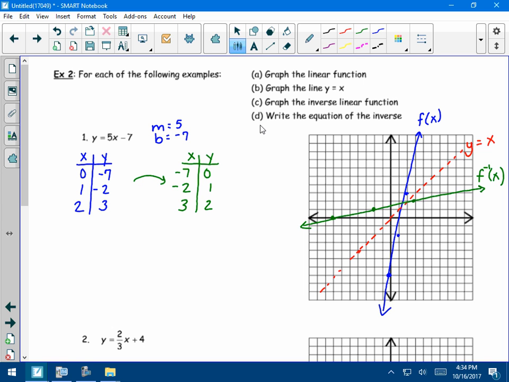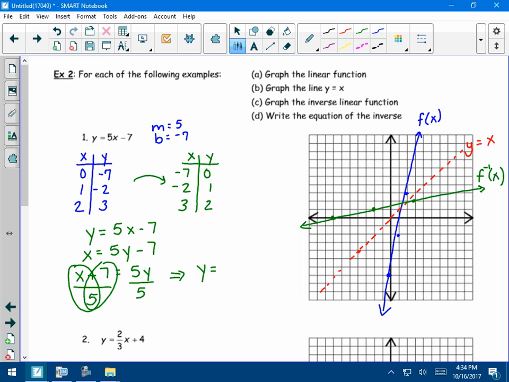Last step is to write an equation for the inverse. So if I'm starting with y equals 5x minus 7, what's my first step? Switch x and y. So x equals 5y minus 7. Then what's my goal? Get y alone. So add the 7. X plus 7 equals 5y. Divide by 5. And I end up with y equals, remember we're dividing both of these pieces by 5, 1/5 x plus 7/5.